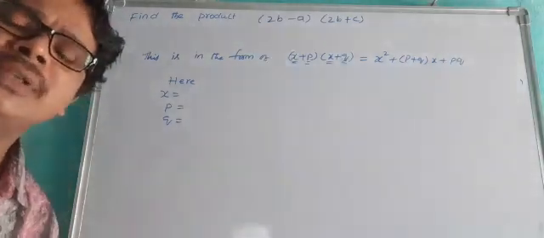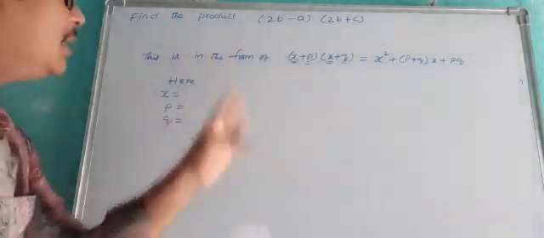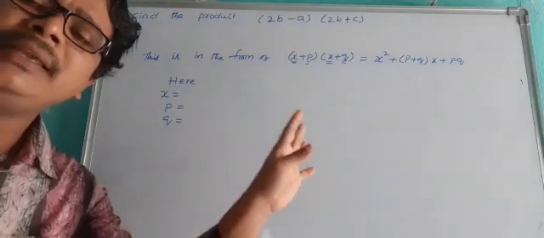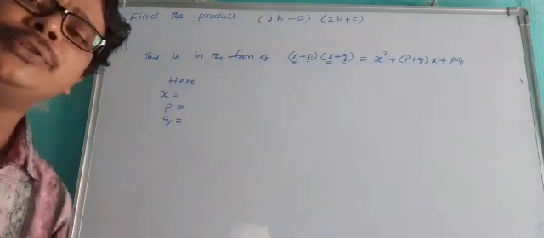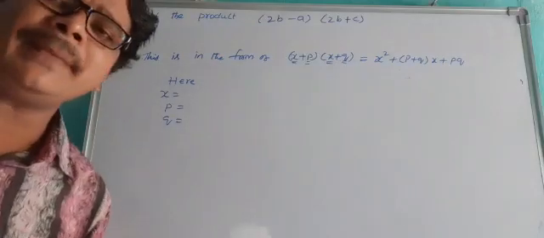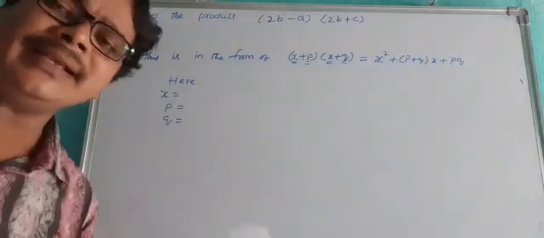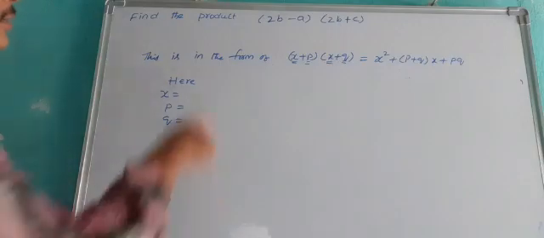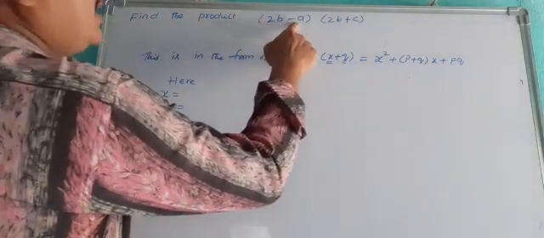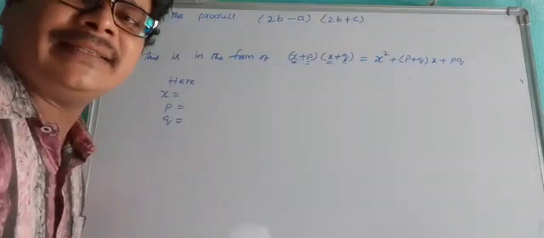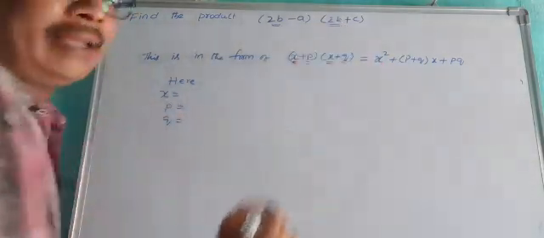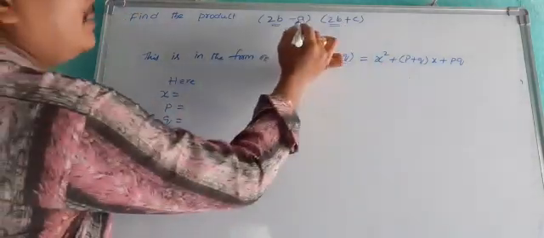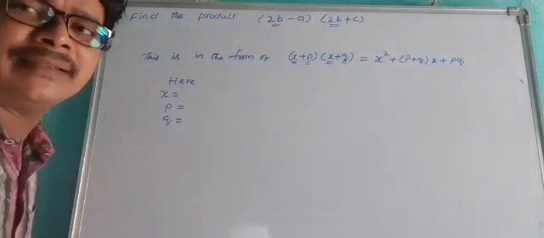So now we have to do some of the problems which are related to the form of (x + p)(x + q) = x² + (p + q)x + pq. Find the product (2b − a)(2b + c). Very clear. Both first terms are same. What are they? 2b, but second terms are different, −a and +c.